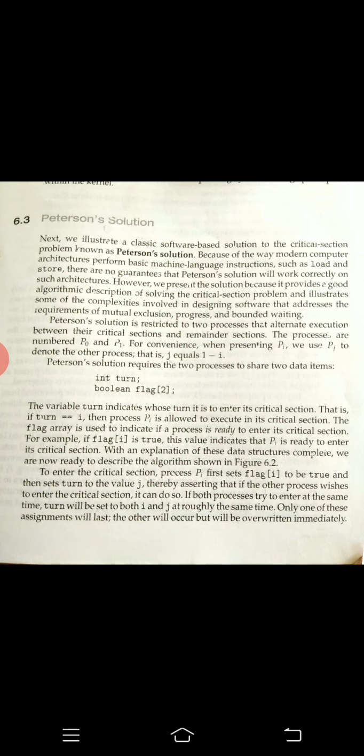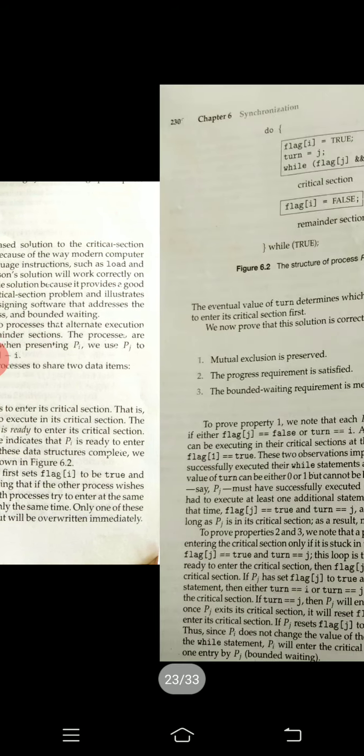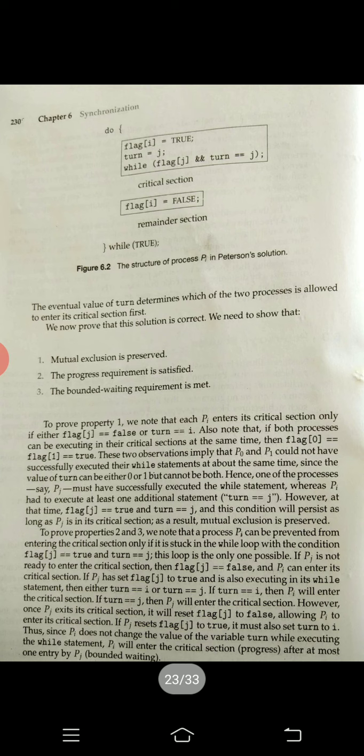The flag is an array which is used to indicate if a process is ready to enter into its critical section. If it is not ready, it will be set to false. So how will this work? For example, when process Pi has flag of i equal to true, it means that process i is ready to enter into its critical section.